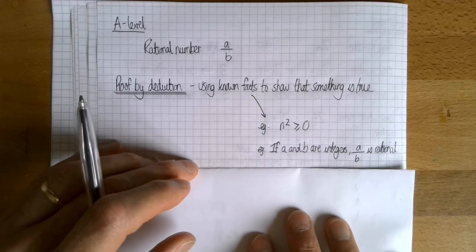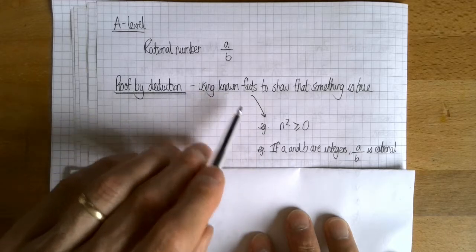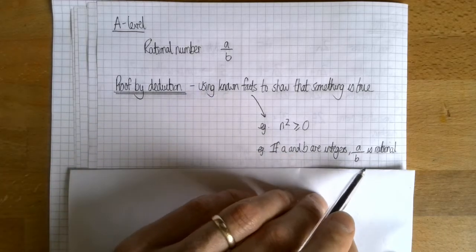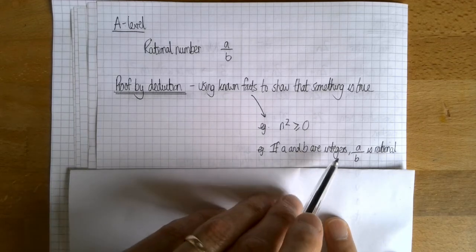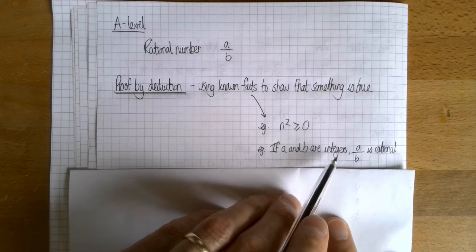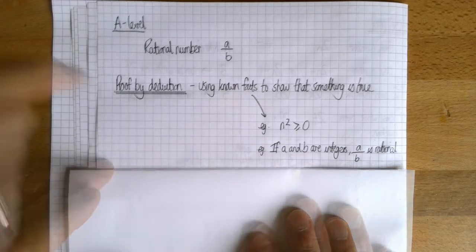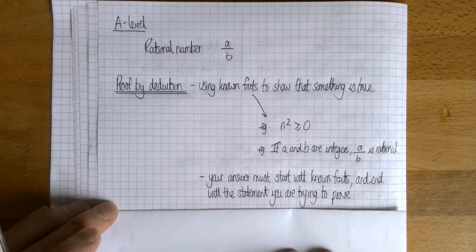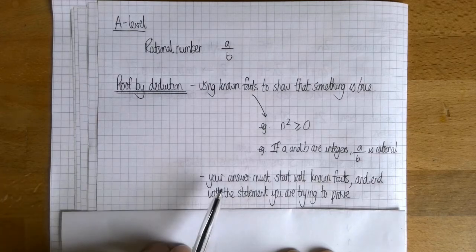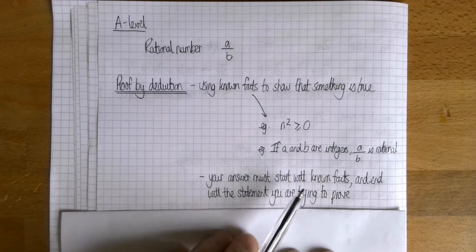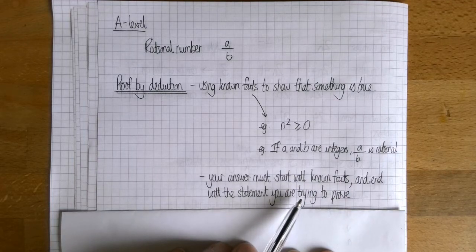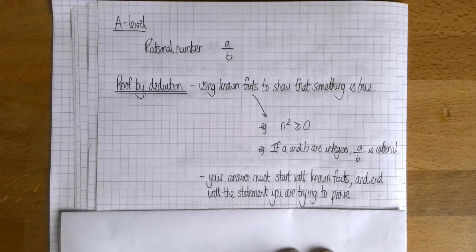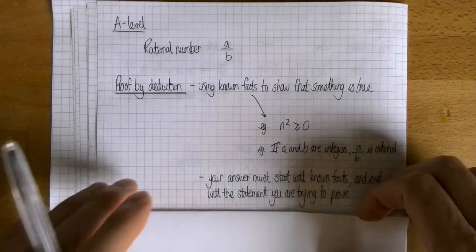And the fact we've just talked about is also what could be described as a known fact. If a and b are integers, a over b has to be rational. Just a reminder, integers can be positive or negative, okay? They're just whole numbers. Here's the key thing though. When you answer a proof by deduction question, you really ought to start with the known facts and end with the statement you are trying to prove. Let me demonstrate what I mean by that with an example.